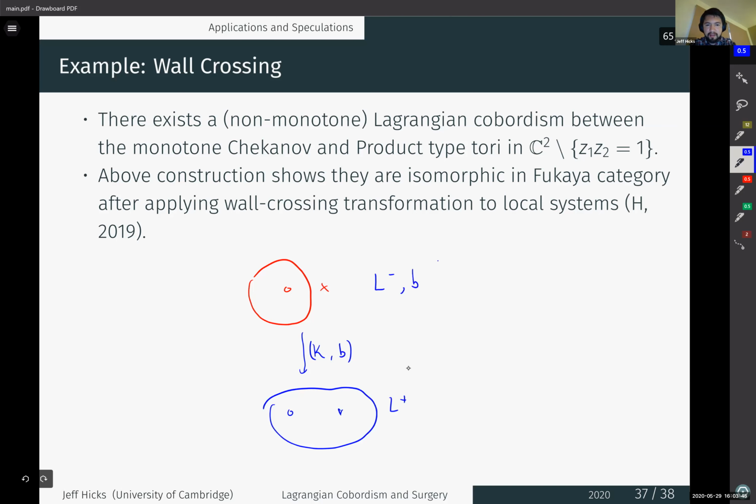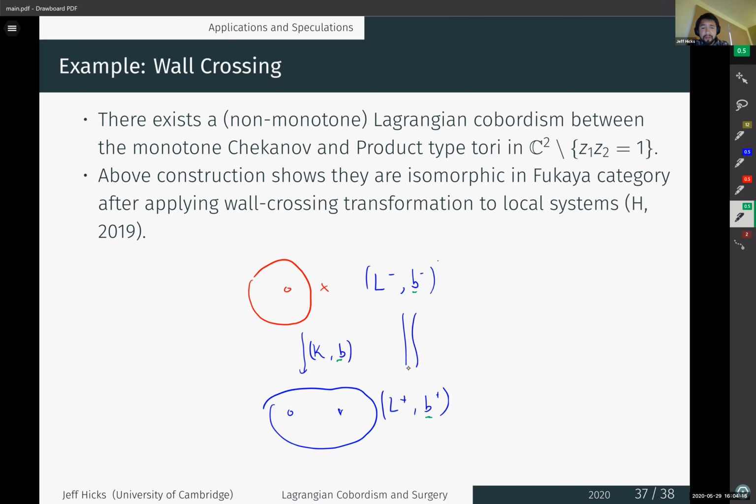And if you take this cobordism and this bounding cochain and you restrict the bounding cochains to the left end, then you find that the Chekanov type torus equipped with this bounding cochain is equivalent to the product type torus equipped with this bounding cochain. Now, the bounding cochain is very important because if I was to remove it, then I wouldn't be able to find an equivalence between those two objects.